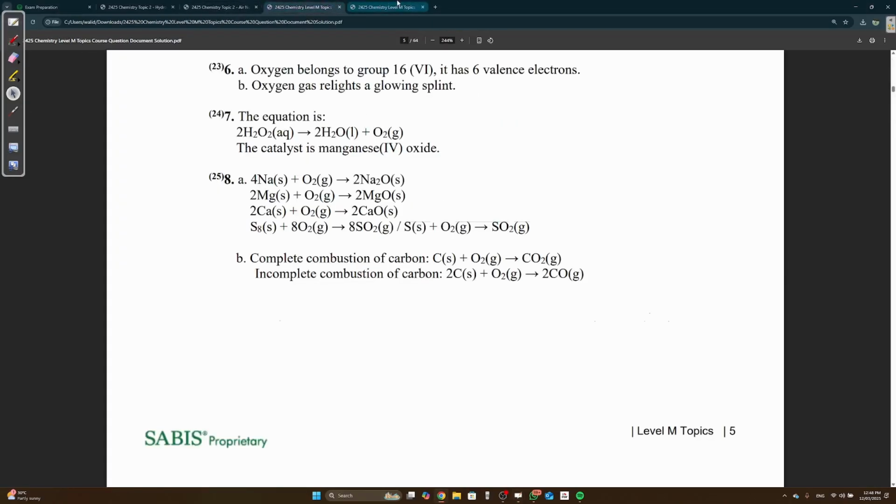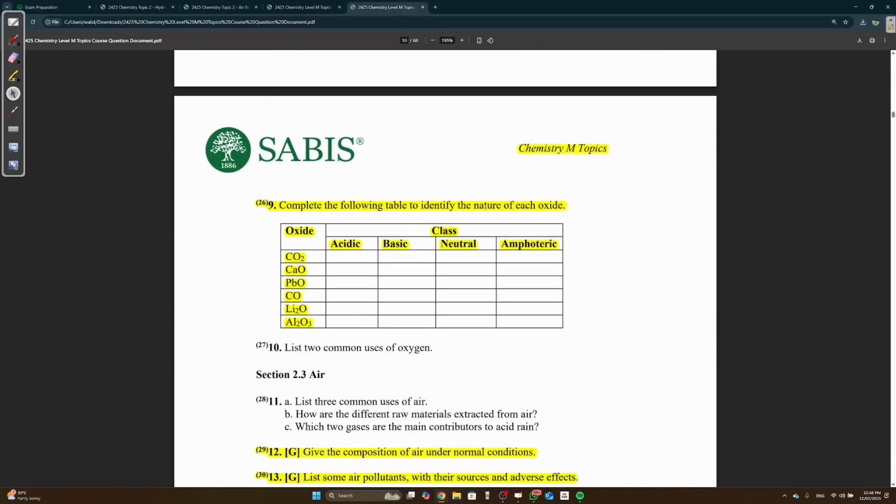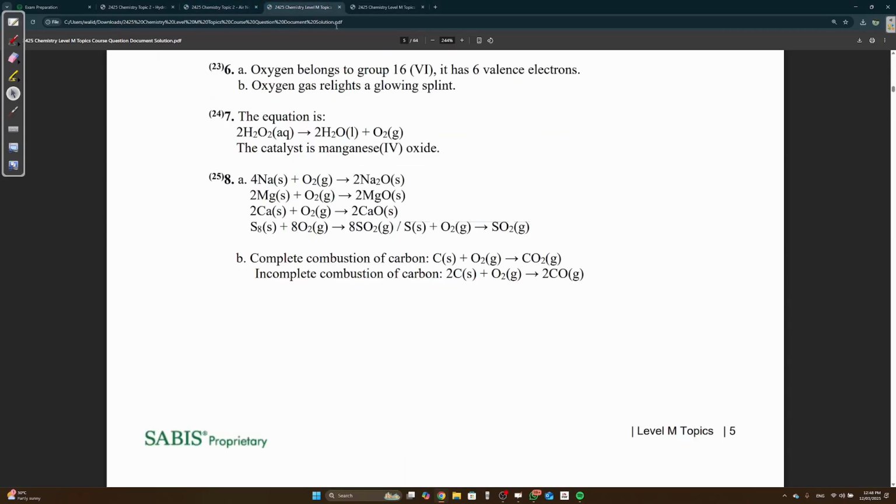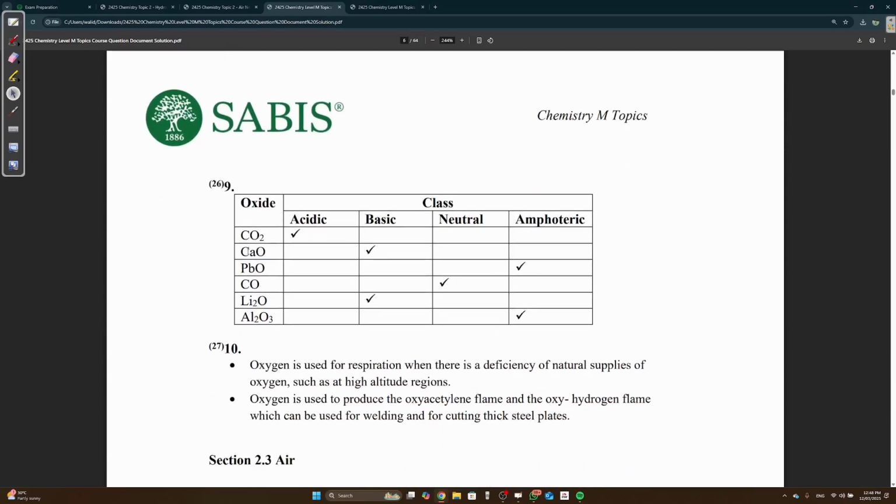Question 9. Complete the following table. You need to know this. Carbon dioxide is acidic. CaO is a metal oxide, so it's basic. PbO is amphoteric. Carbon monoxide is neutral. Li2O is basic because lithium is a metal, and a metal oxide is basic.